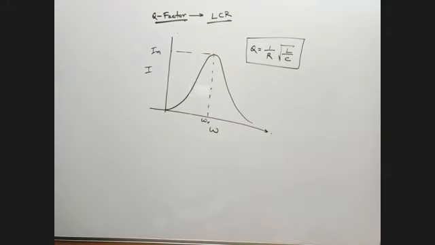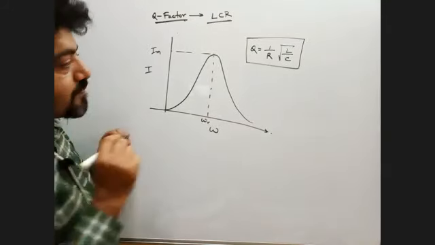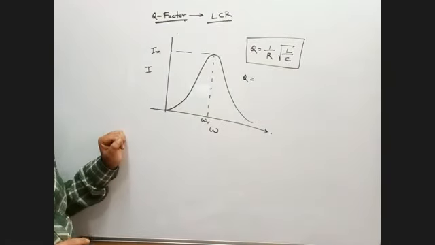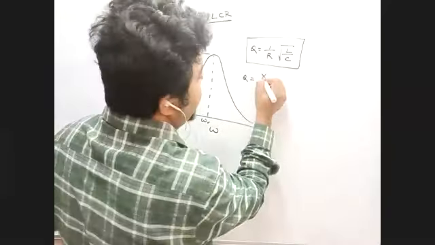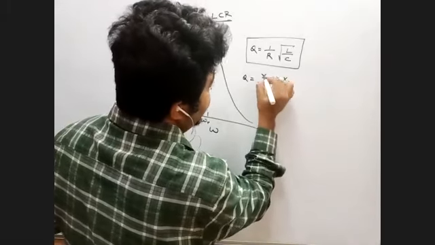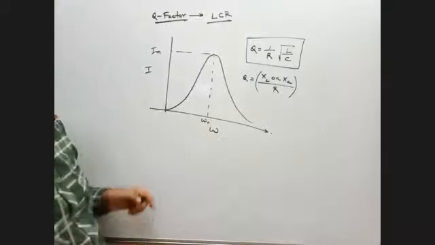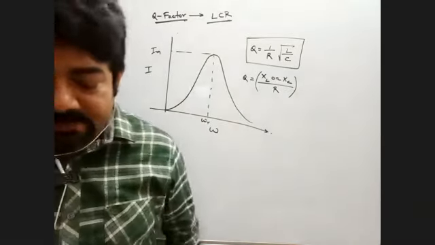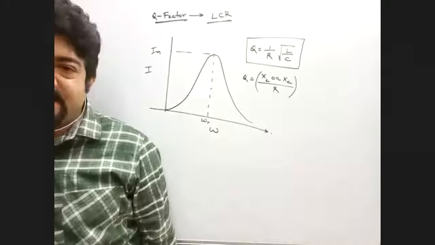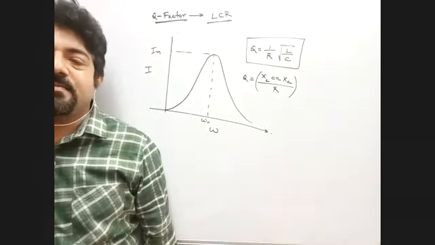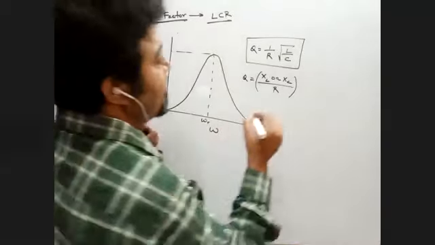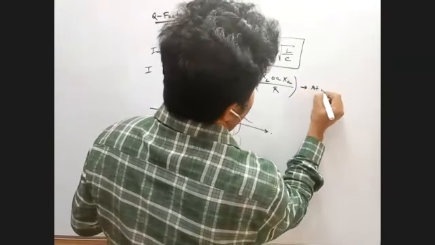First thing. Second thing is that you can say Q factor is the ratio of XL or XC by resistance. Very, very important. So what is Q factor? Q factor is the ratio of inductive or capacitive resistance by pure resistance at resonating frequency.